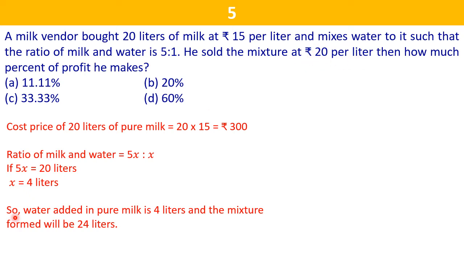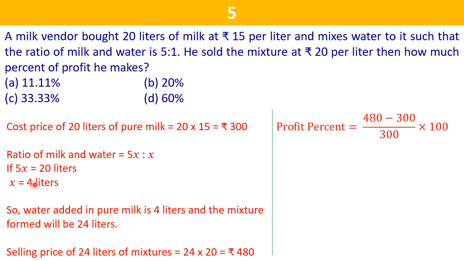So how much money will he get by selling this? Selling price of 24 liters will be 24 multiplied by 20, that is 480 rupees. So what is the cost price here in total? 300 rupees, and what selling price is coming out? 480 rupees. So definitely he is going to make profit. Now we need to find out the percentage of profit here as asked in the question. So percentage of profit is equal to selling price minus cost price divided by cost price multiplied by 100, which comes out to be 60%. Option D.